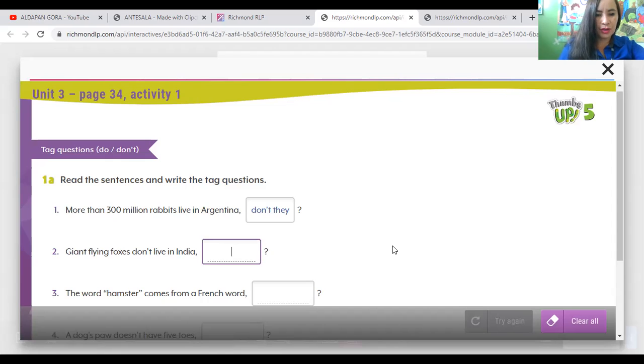Number two, giant flying foxes don't live in India. What is the tag question? Do they?